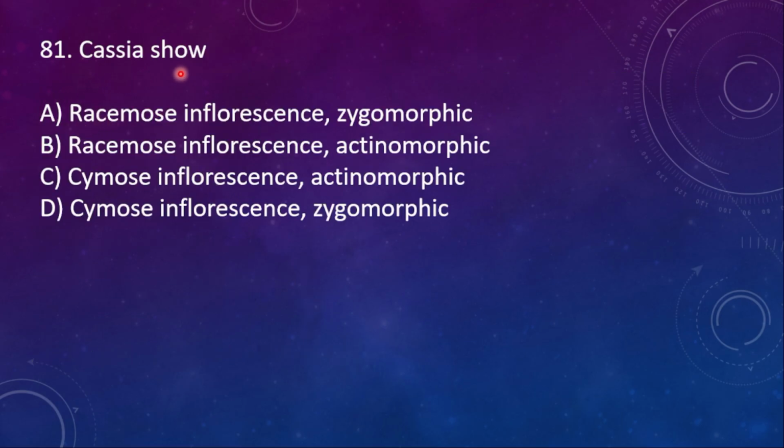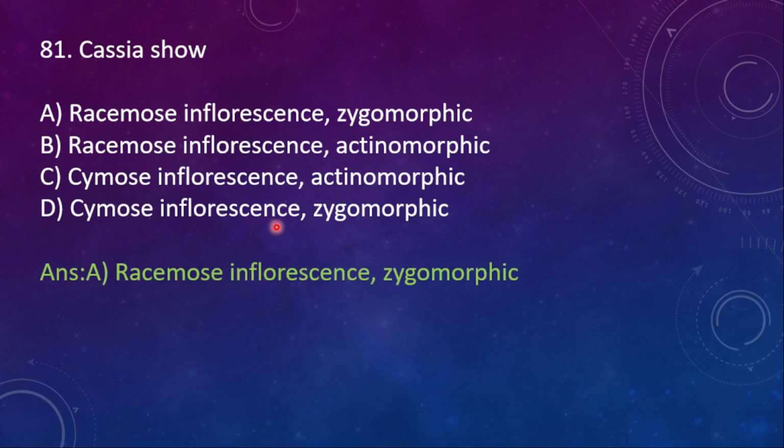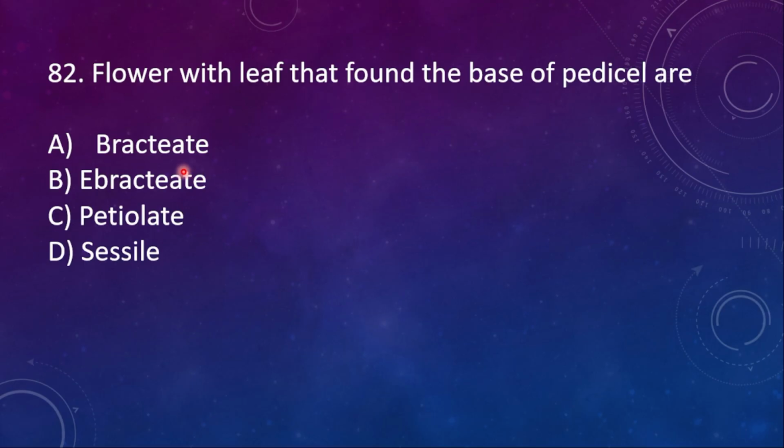81. Cassia shows option A, racemose inflorescence and zygomorphic, B, racemose inflorescence and actinomorphic, C, cymose inflorescence actinomorphic, D, cymose inflorescence and zygomorphic. Here the right option is A, racemose inflorescence and zygomorphic.